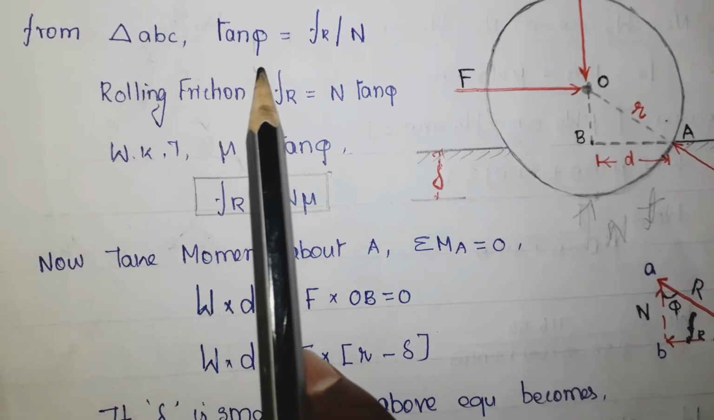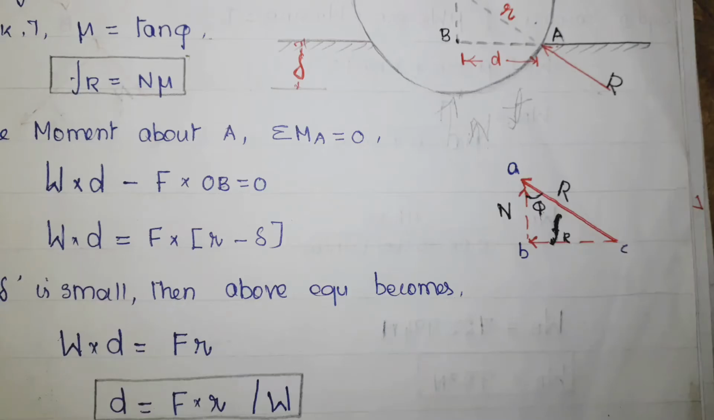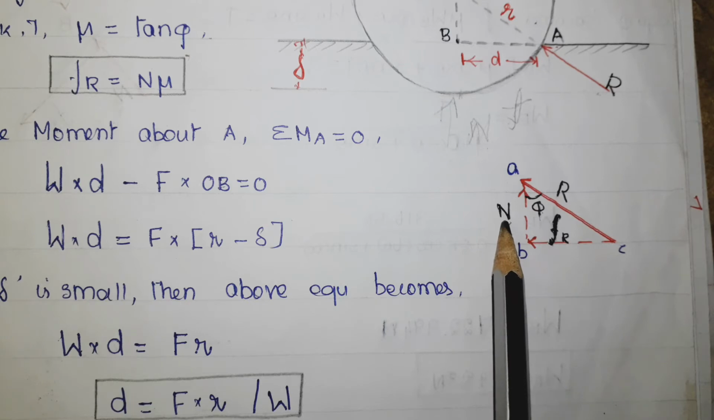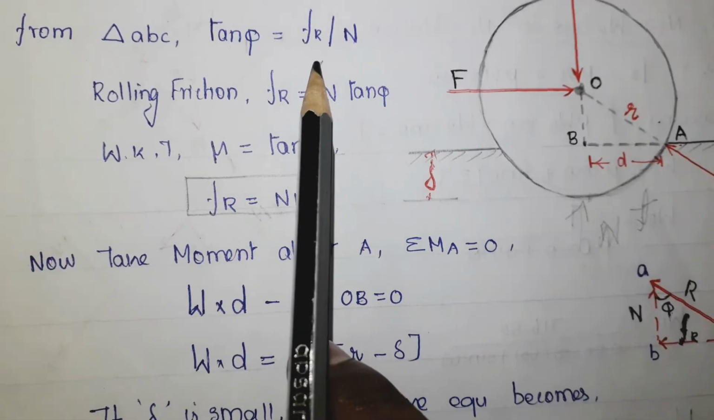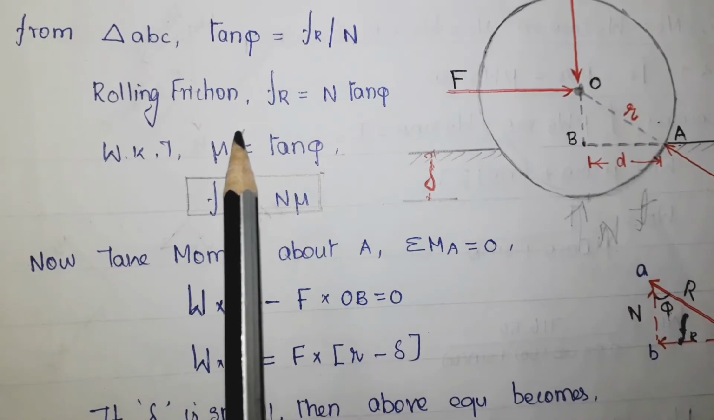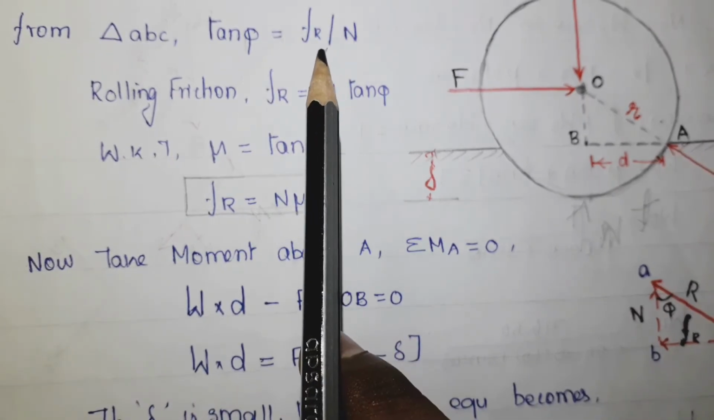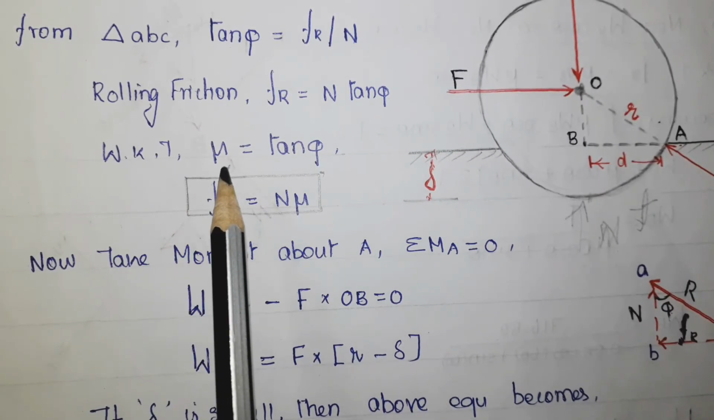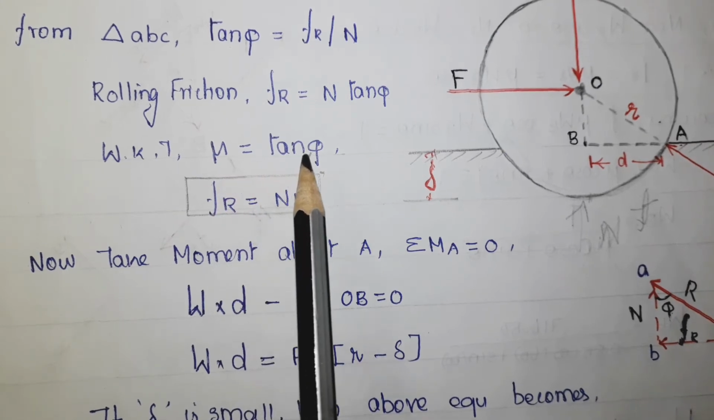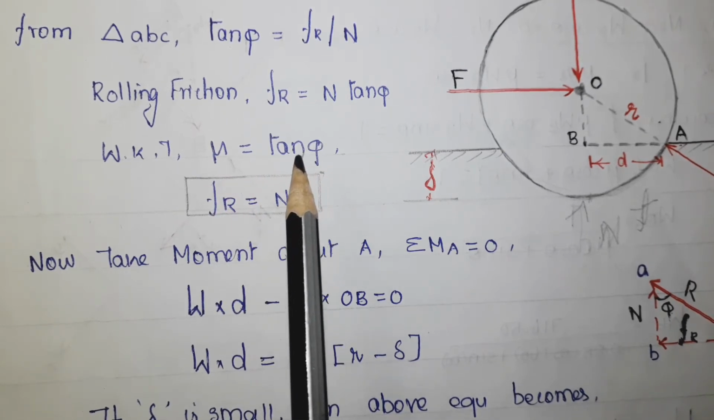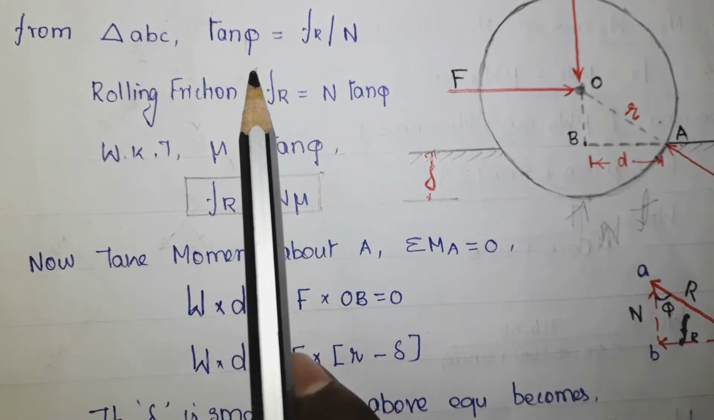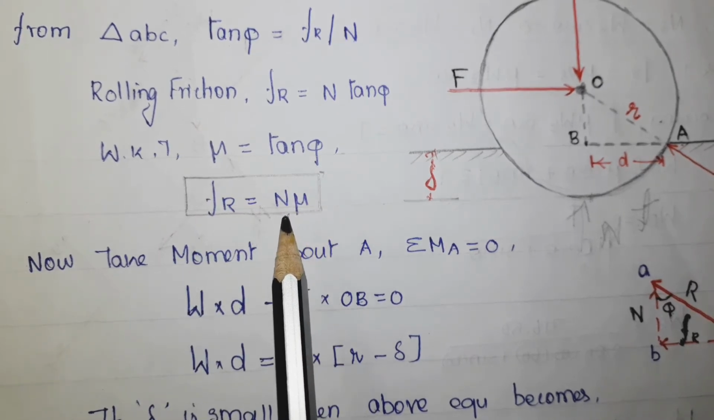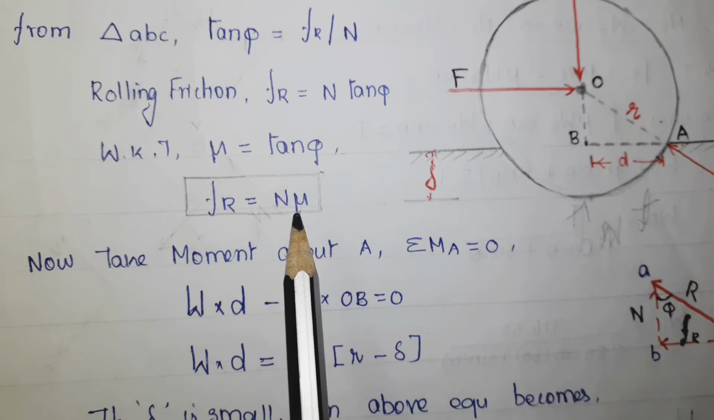Now from the triangle ABC, tan φ is equal to the opposite side, which is nothing but F suffix R, divided by the adjacent side, which is nothing but the normal reaction. So here it is F_R by N. From this we can get the answer for rolling friction, which is F_R equal to N tan φ. But we know that the coefficient of friction equals tan φ, where φ is nothing but the friction angle. Now in the place of tan φ, you just substitute the value of mu. Finally the rolling friction will become the normal reaction times the coefficient of friction.